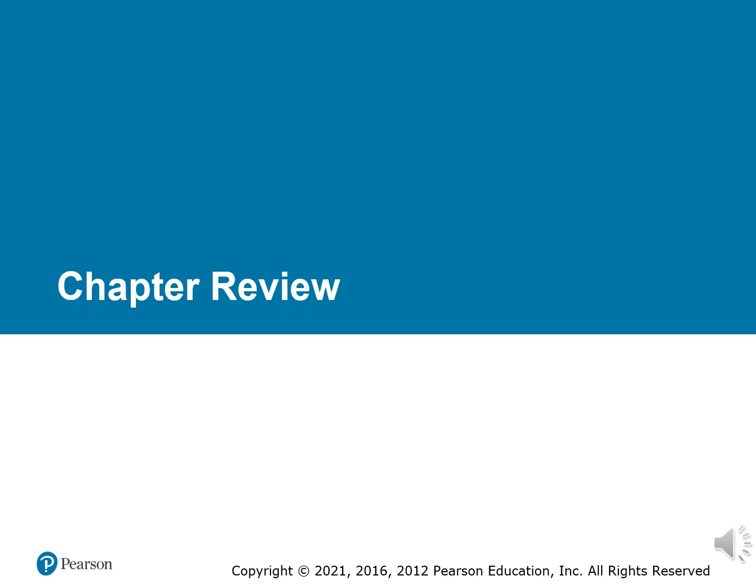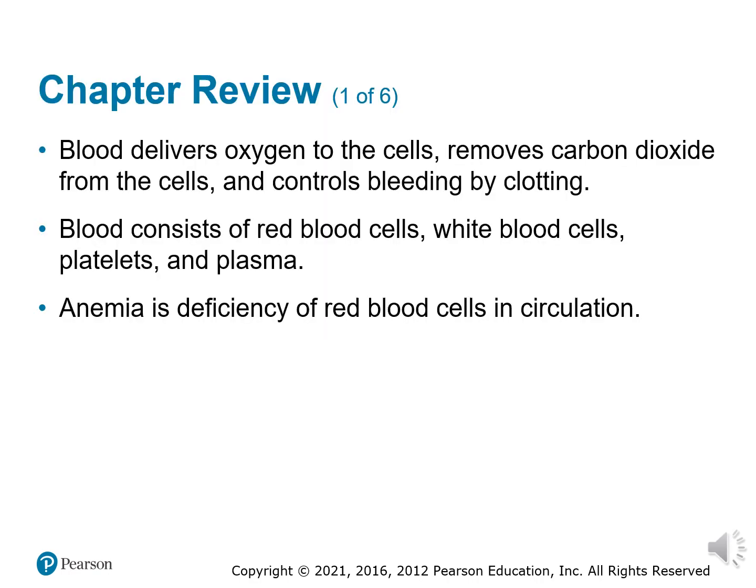Let's go over a quick chapter review. Blood delivers oxygen to the cells, removes carbon dioxide from the cells, and controls bleeding by clotting. Blood consists of red blood cells, white blood cells, platelets, and plasma. Anemia is a deficiency of red blood cells in circulation.